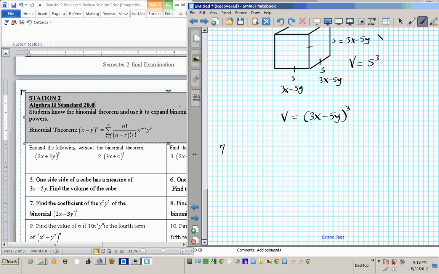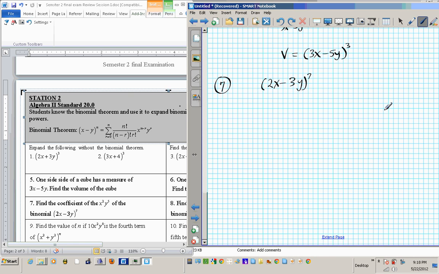Okay, now let's move on to number 7. Number 7 says find the coefficient of x squared y to the 5th in the binomial 2x minus 3y to the 7th. So we have 2x minus 3y to the 7th, and we're looking for the coefficient of x squared y to the 5th. So since this is 7, that means we have to go to row 7 in Pascal's triangle.